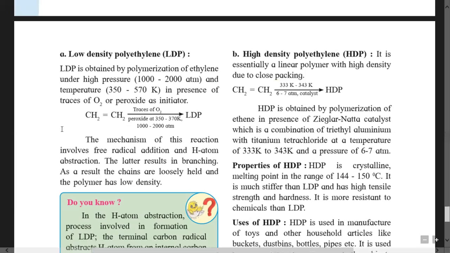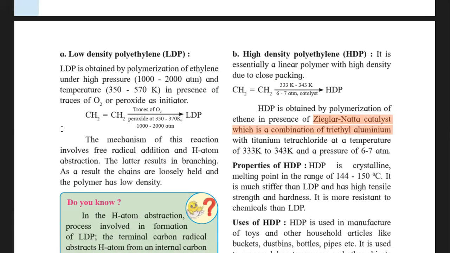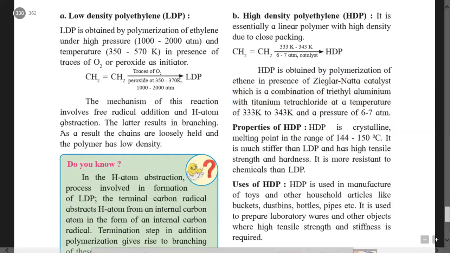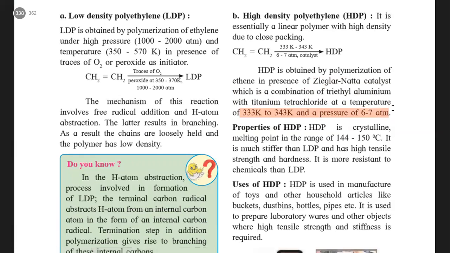The catalyst used in the preparation of HDP is a Ziegler-Natta catalyst, which is the combination of triethyl aluminium, (C2H5)3Al, with titanium tetrachloride, TiCl4. The formula again I will repeat: (C2H5)3Al is called triethyl aluminium, and TiCl4 is titanium tetrachloride. At temperature 333 to 343 Kelvin, the pressure is 6 to 7 atmosphere.